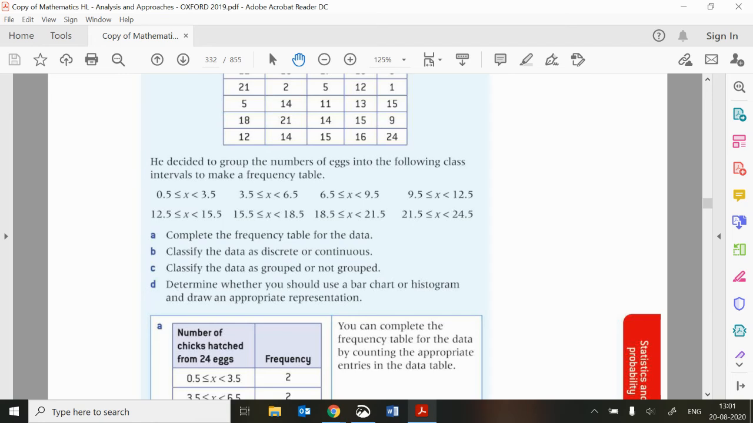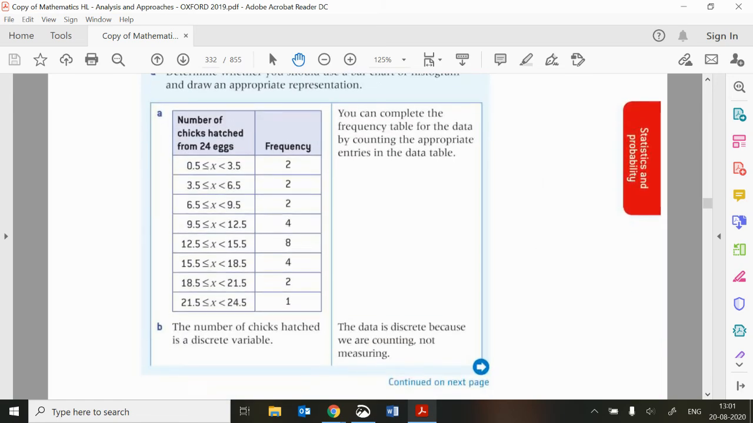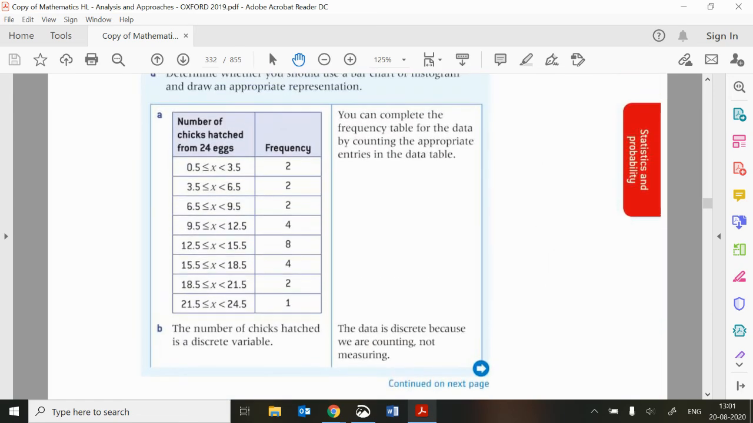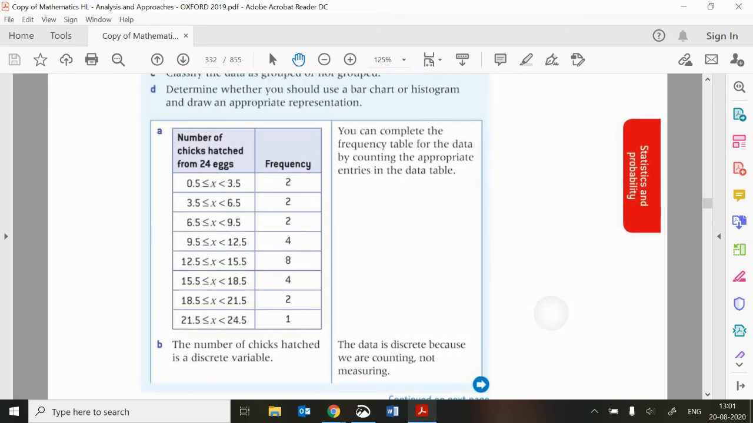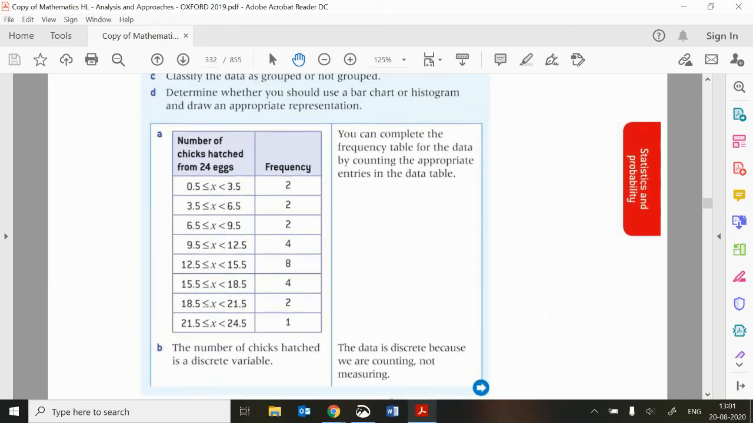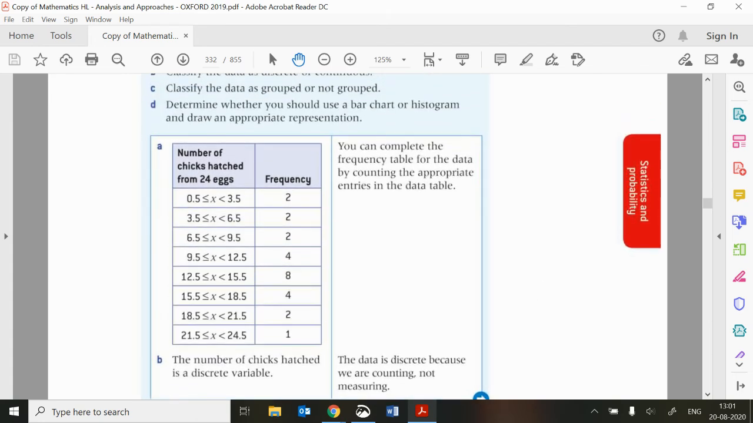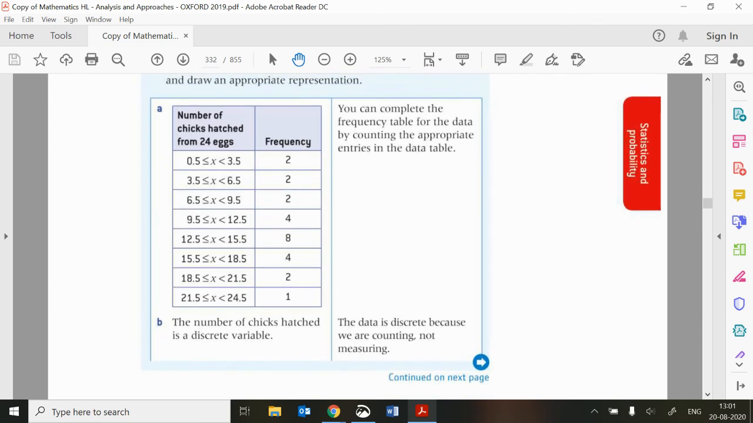Determine whether you should use a bar chart or a histogram. The data is discrete because we are counting, not measuring. Okay, so number of chicks hatched from 24 days. Yes, I'd say it's discrete, in fact, because you can't have half a chick, you know. Because of that, not because we're counting, because the frequency is always going to be a count. It's going to be discrete.